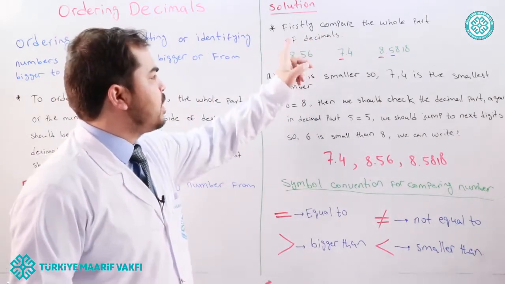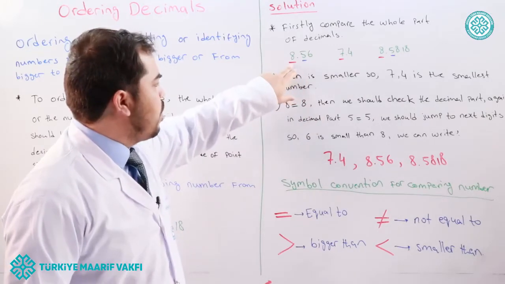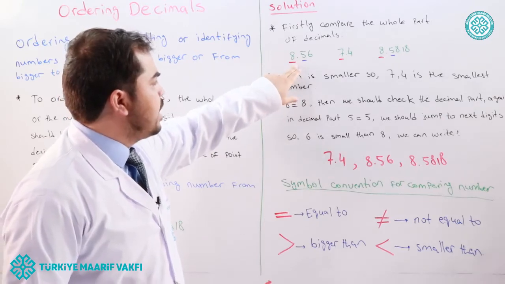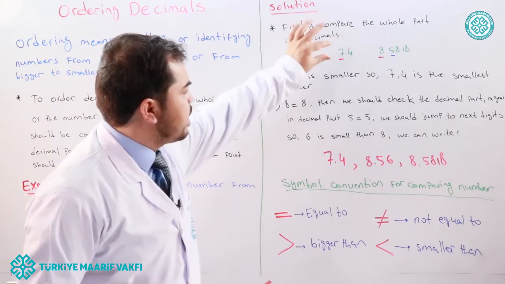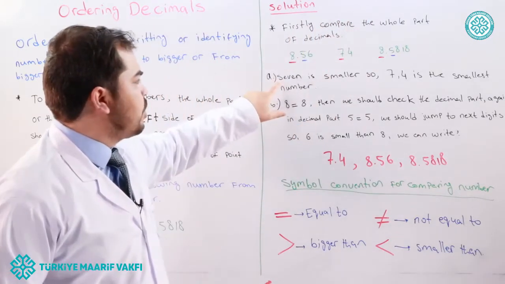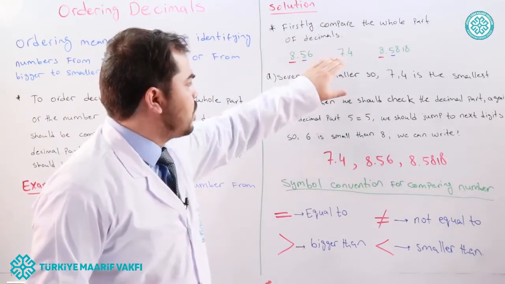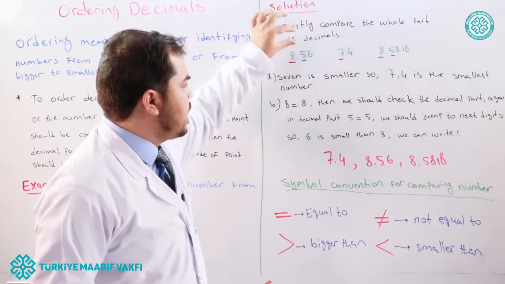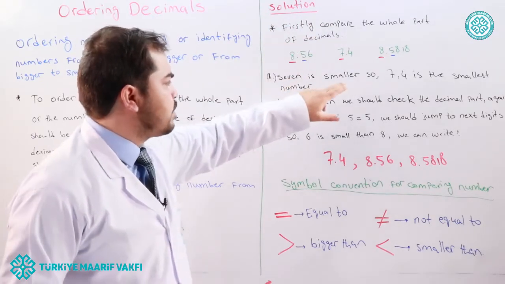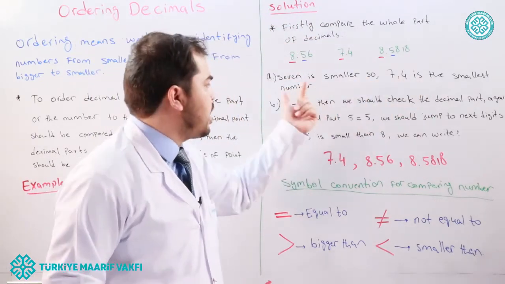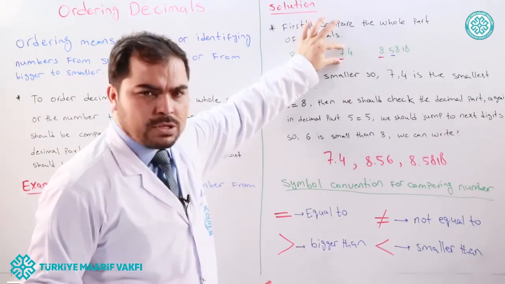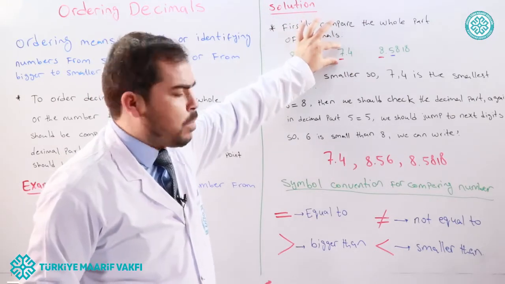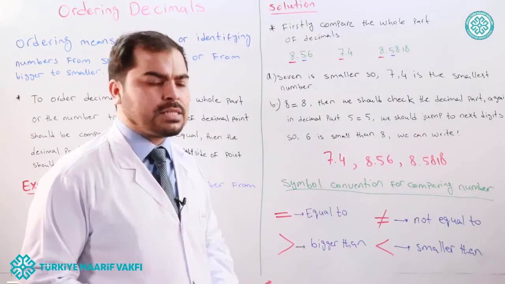Firstly, compare the whole parts of the decimals. Here are the whole parts, to the left side of the decimal point. When you compare these 3 numbers, the whole parts, 7 is the smallest of the 3. 7 is smaller, so 7.4 is the smallest number. When we compare, the whole part was 7, and the other 2 were 8 and 8. So when the whole part is smaller, we can say that number is the smallest.